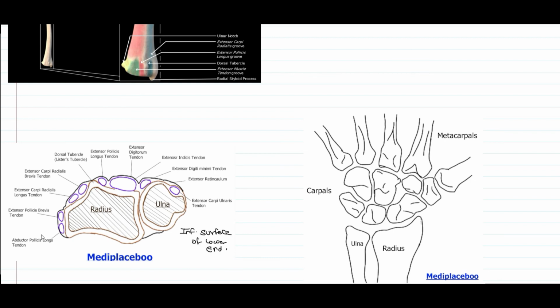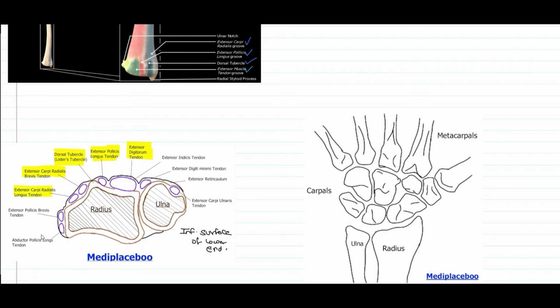So starting with the extensor muscle tendon groove, we have the passage of the tendon of the extensor digitorum. Next we have the groove for the extensor pollicis longus, which can be seen here. Laterally there is the presence of the dorsal tubercle, which was earlier known as Lister's tubercle. Next we have the groove for the extensor carpi radialis tendons, in which we have both the extensor carpi radialis brevis tendon and the extensor carpi radialis longus tendon.